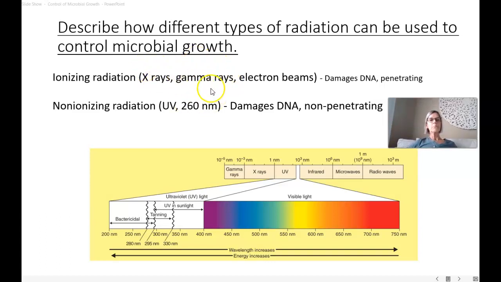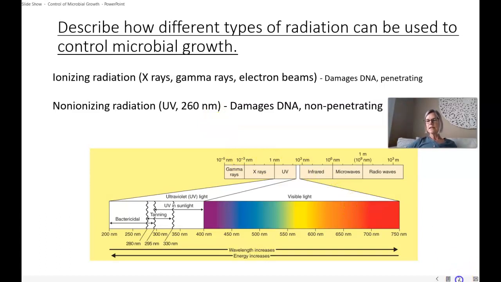Now these are really powerful radioactive rays, and the radioactive sources are pretty dangerous. So this is something that would be done in only a professional situation. Non-ionizing radiation, UV light, is something that we could use at home as long as you knew how to use it safely.